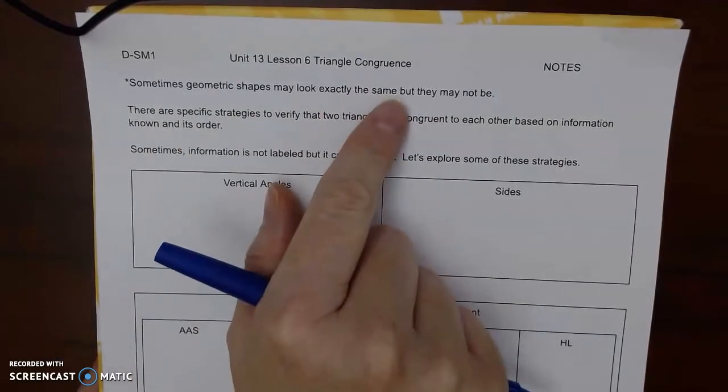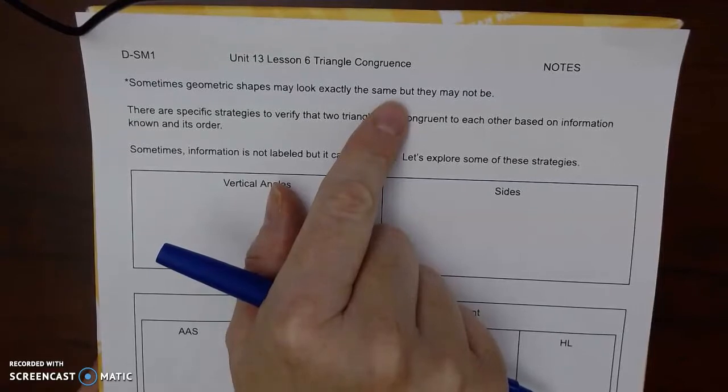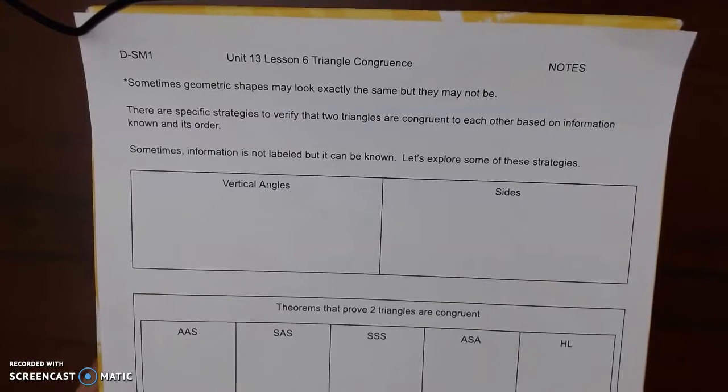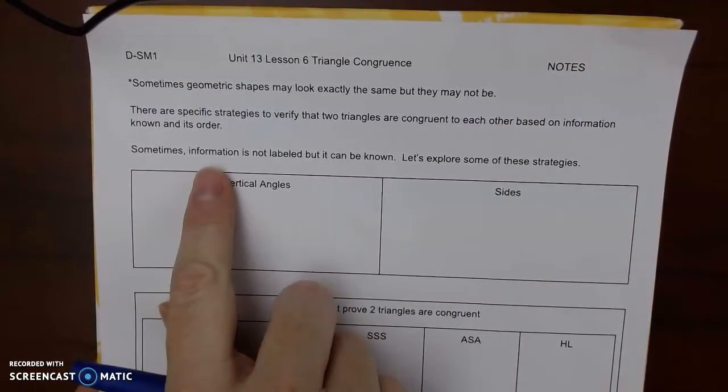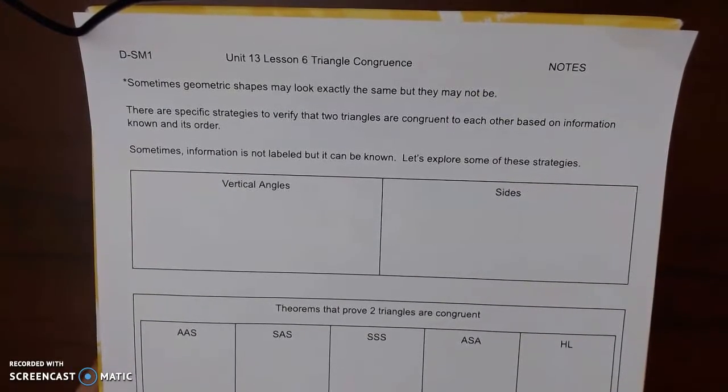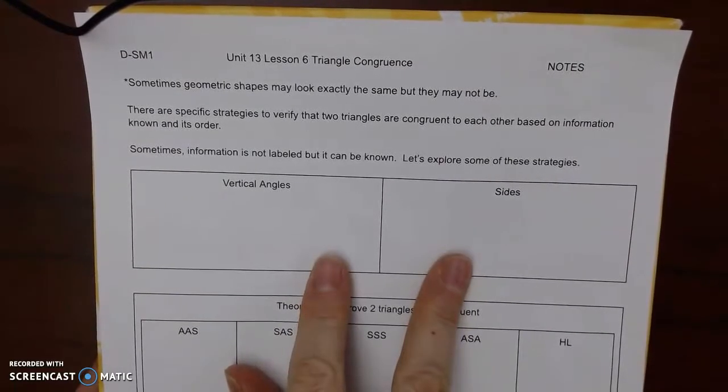So like one triangle might be 9.9 inches long and the other one is 9.995. All right, so there are specific strategies that we will be using and they're pretty easy to remember as well. So sometimes there will be a picture and information is not labeled, but using your math knowledge, you can add those labels in yourself. So there's two strategies that are used the most.